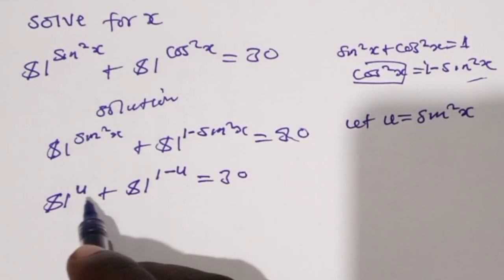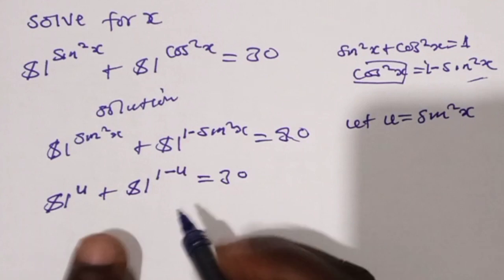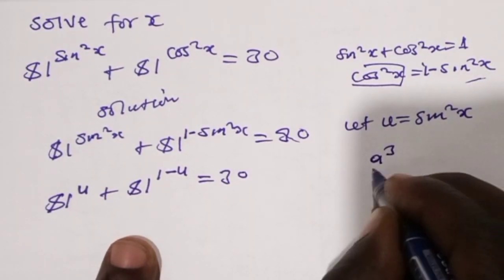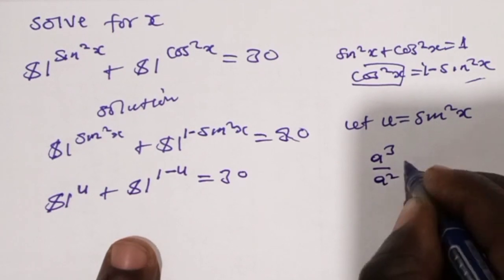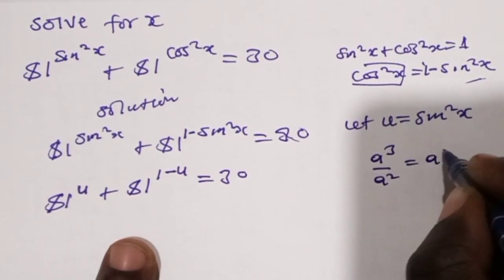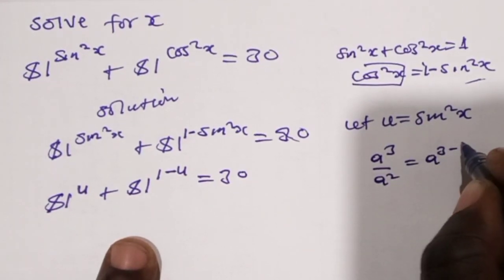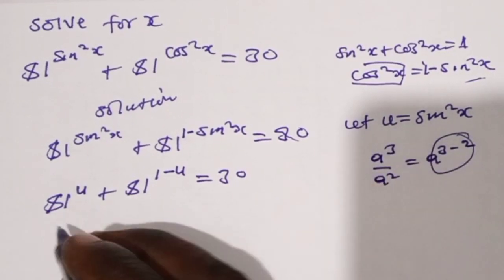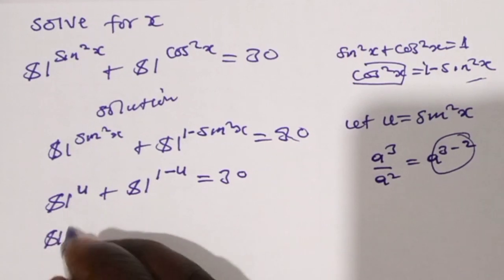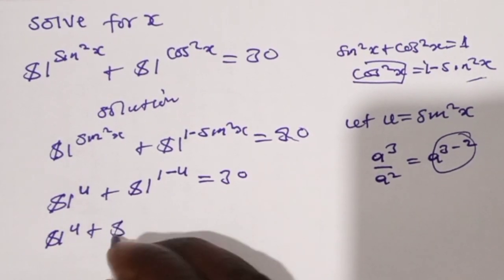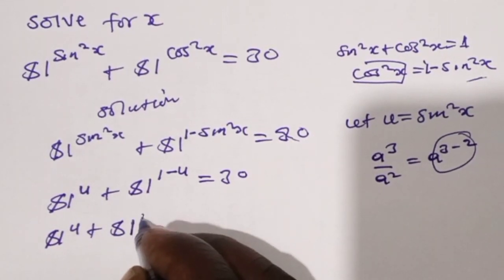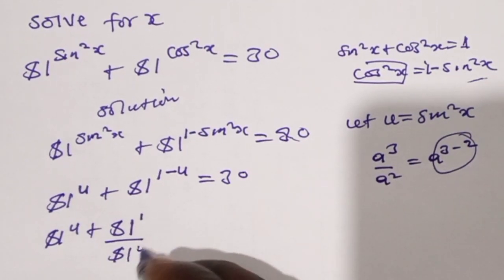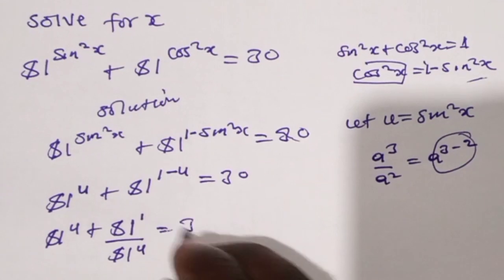Then here, if you can see this one, it is the same as if you have a to the power 3 divided by a to the power 2, it is equal to a to the power 3 minus 2. So we have to take this term back to this form. So we are going to have 81 to the power u plus 81 to the power 1 over 81 to the power u, which is equal to 30, right?